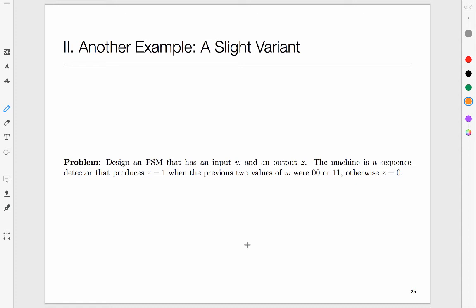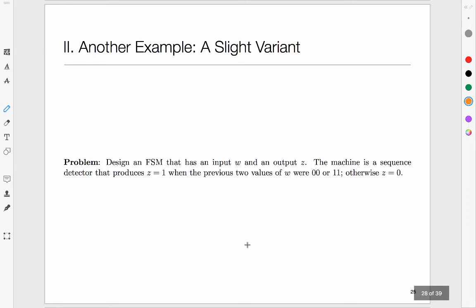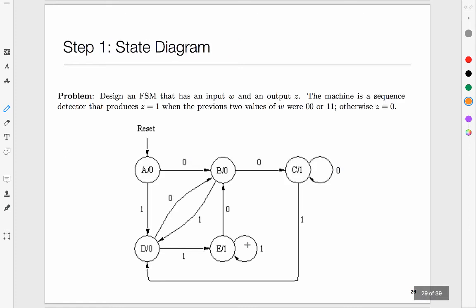So this is a slight variant. What we want to do is, previously it was if the previous two were 1, 1. Now we want to output high if the previous two were 1, 1 or 0, 0. So I'm looking for two patterns now. Okay, either one of them is fine. So the state machine now becomes different.